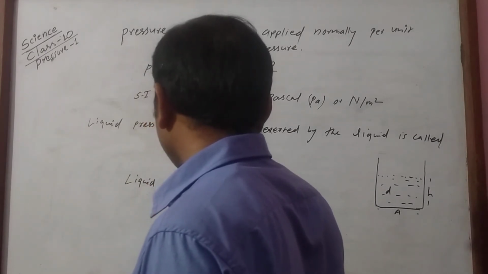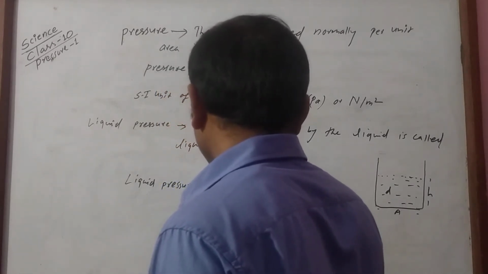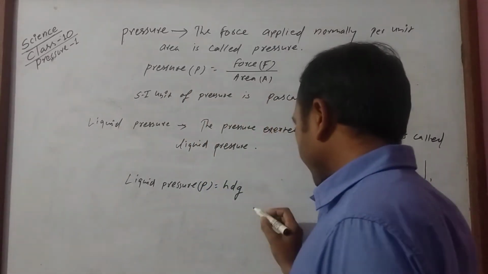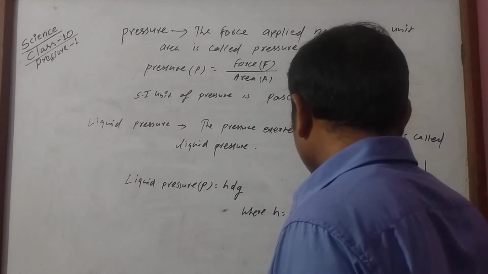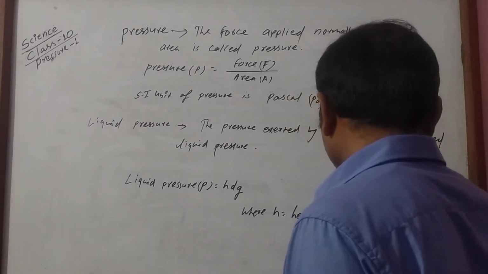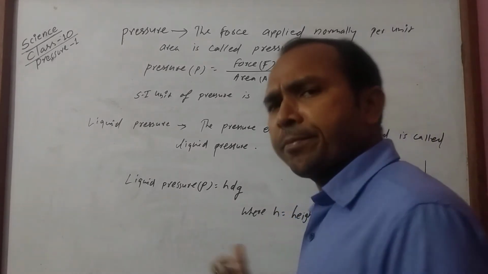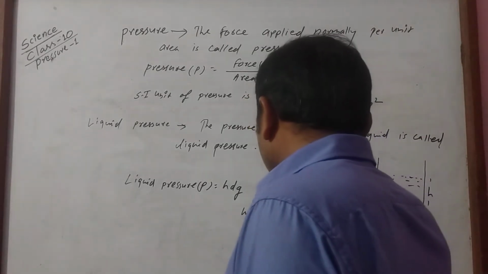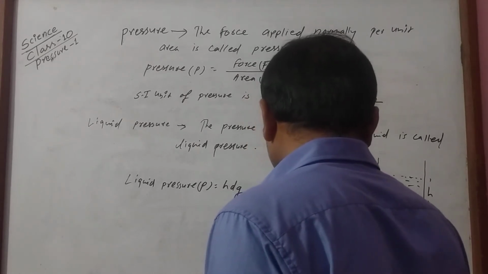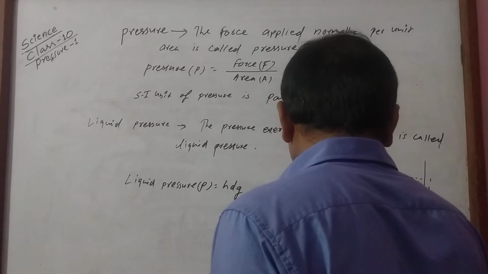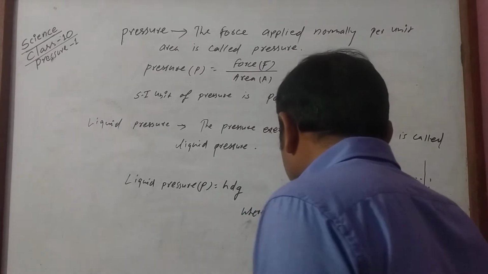Liquid pressure P is equal to hdg, where h is equal to height of liquid column, or depth of liquid also we can write, and d is density of liquid, g is acceleration due to gravity.